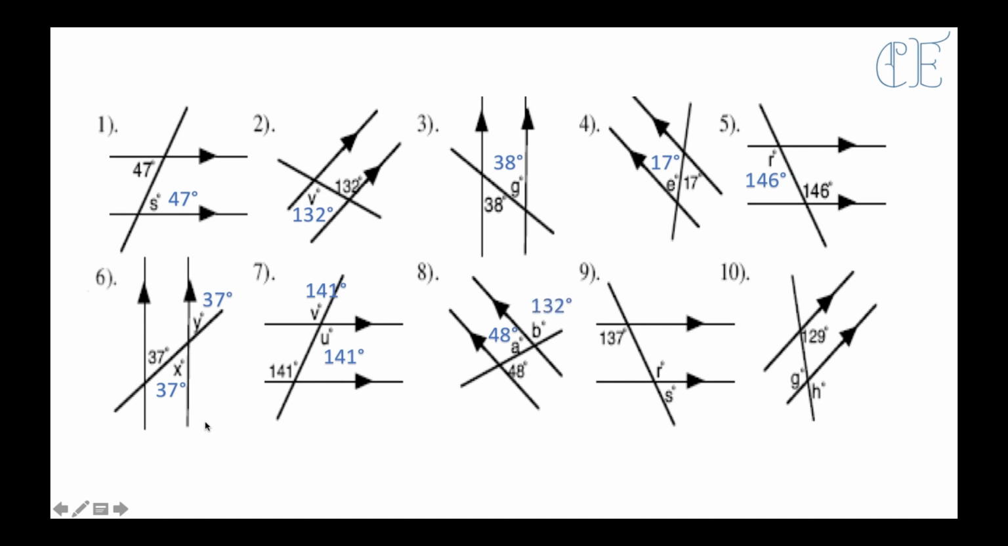A is 48 and B must be 132 because these are on a straight line, which means they add up to 180. R is 137 and S is 43, again on a straight line, and H is 129 and G is also 129 because not only are they corresponding, they are also alternate.